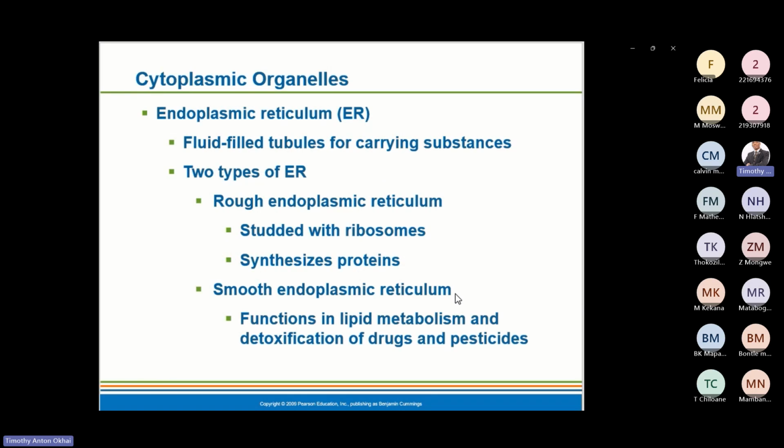The next organelle is the endoplasmic reticulum. It is a fluid-filled tubule for carrying substances, so it's more like a transporter. There are two types of endoplasmic reticulum. We have the rough endoplasmic reticulum, which is studded with ribosomes and helps to synthesize protein. Then we have the smooth endoplasmic reticulum, which functions in lipid metabolism and detoxification of drugs and pesticides. So those are the two types of endoplasmic reticulum.